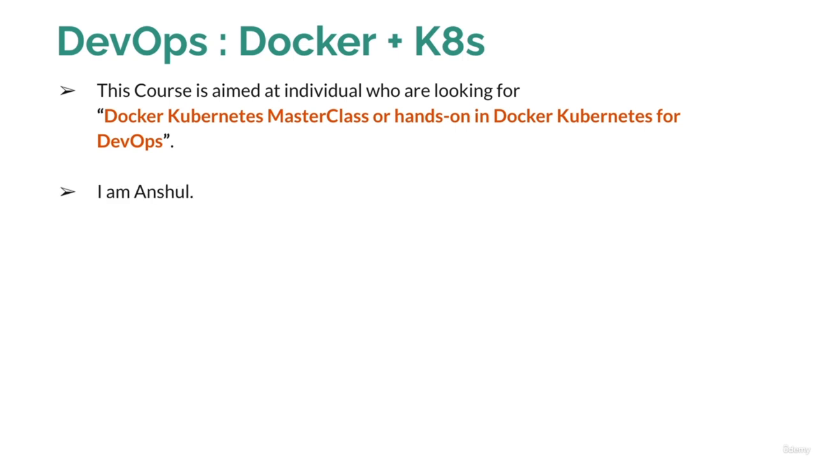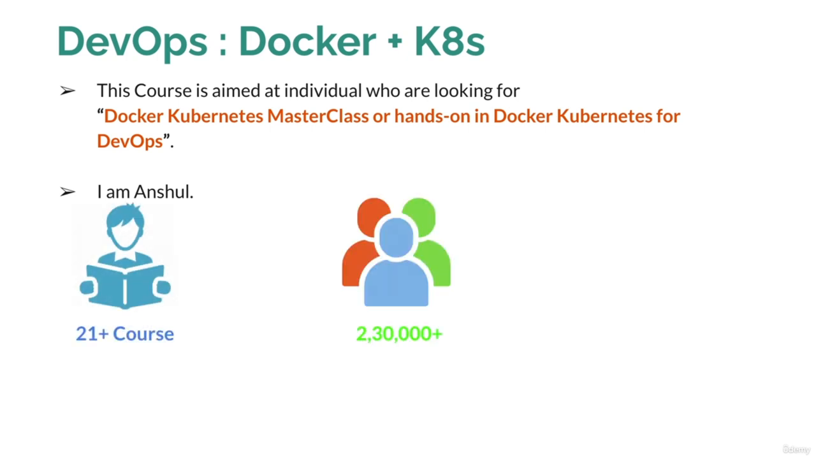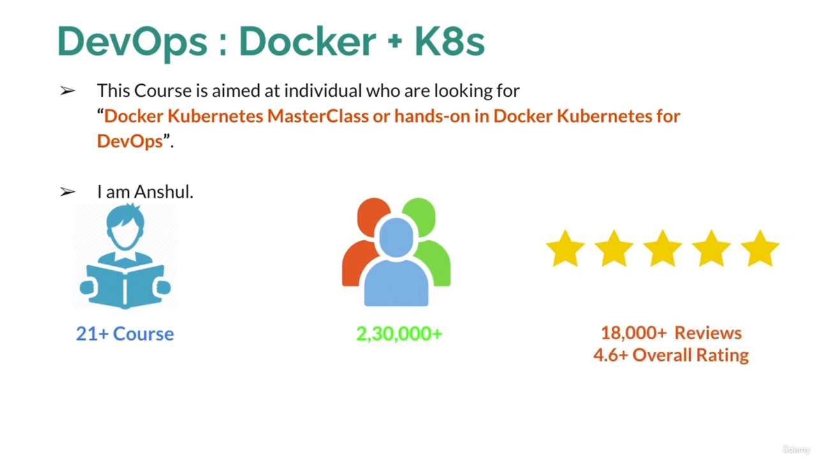So I am Anshul Chauhan and I am going to be the instructor throughout this course. If you get a view on the instructor's profile, then I have a total of 21 plus courses available on Udemy. And as of now, a total of 230,000 people are learning from our courses. The instructor rating is also good. We have 18,000 plus reviews on this profile and the overall rating is 4.6 plus, which is definitely a good one.